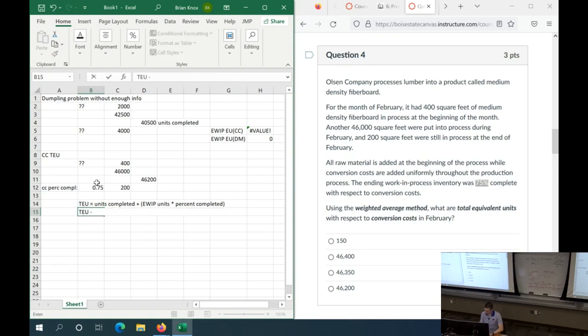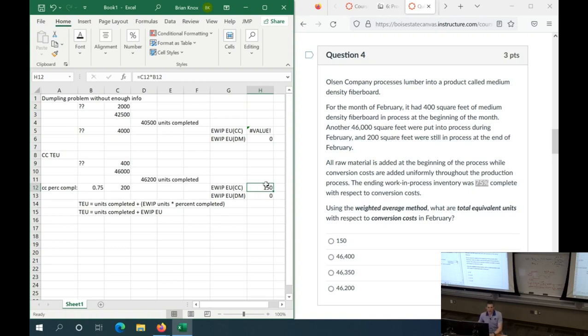Same thing. Ending WIP equivalent units is the same thing as it was in the parentheses right here. But we need units completed. All right, so that's units completed. Okay, we'll follow what we did over here. We'll put ending WIP. I'll grab these two. So with respect to conversion cost, it's going to be that 200 times the percent complete, or right here, 150. So that's our ending WIP equivalent units.